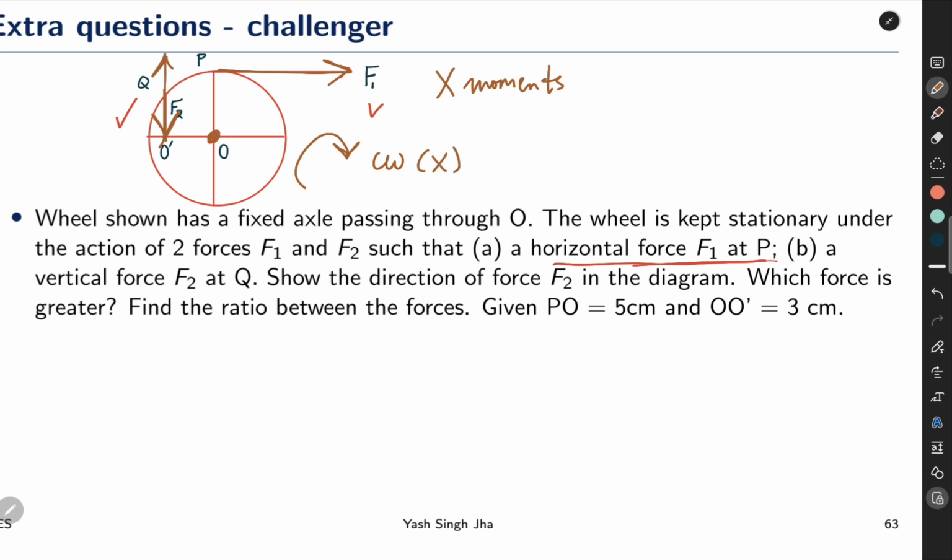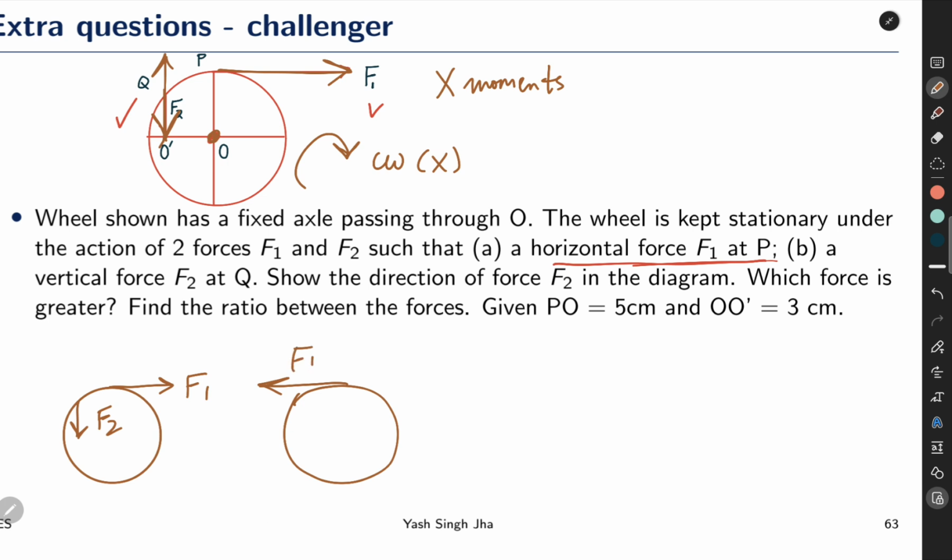So there are two cases. Number one, force 1 is acting to the right. At that point, F2 has to act downwards. Second case, if F1 acts to the left, F2 at this point should act upwards to counteract and balance. Yes, I hope it is clear.